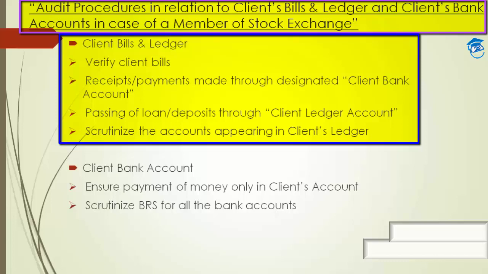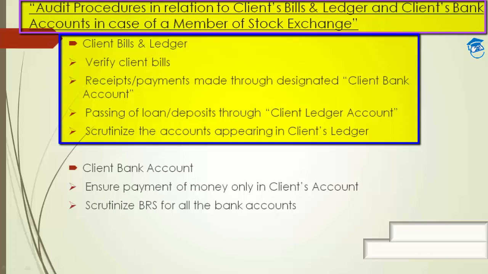For transactions which are entered into by the member on his own account, payment should not be made from the client's account in any case. That is something which is extremely important to note. This is about the meaning of these three terms: client bill, client ledger and client bank account. Now coming to the auditor's duty with respect to each one of them.